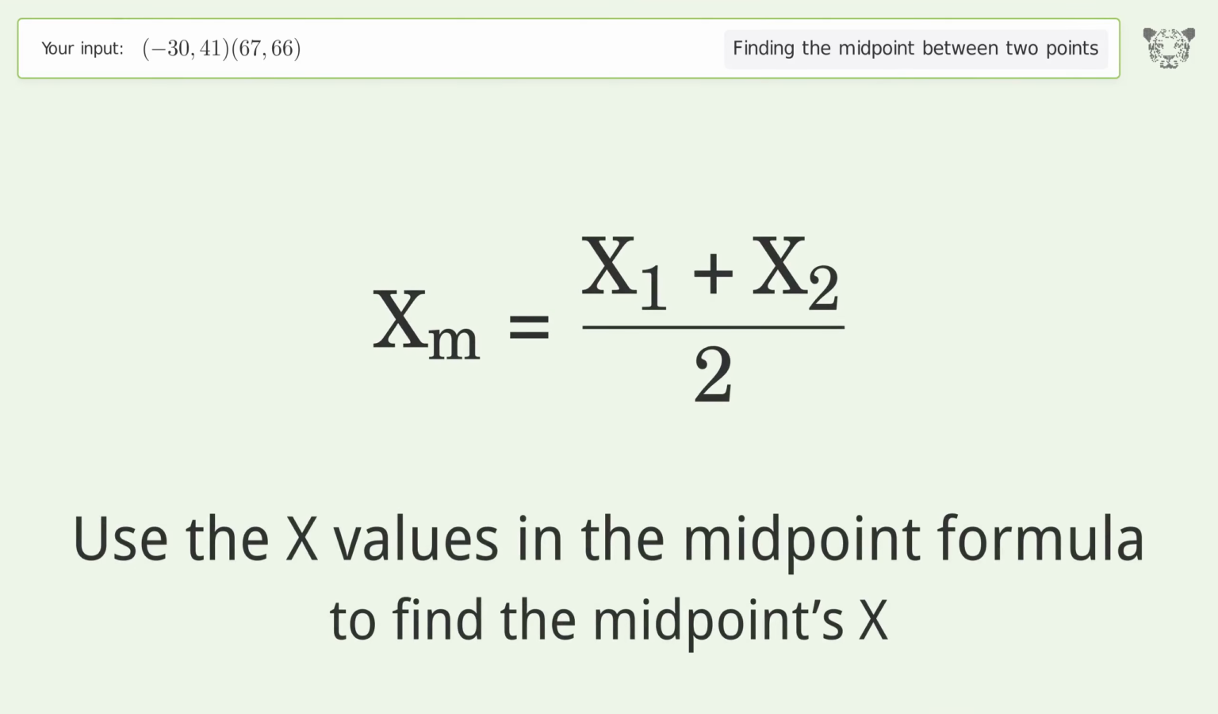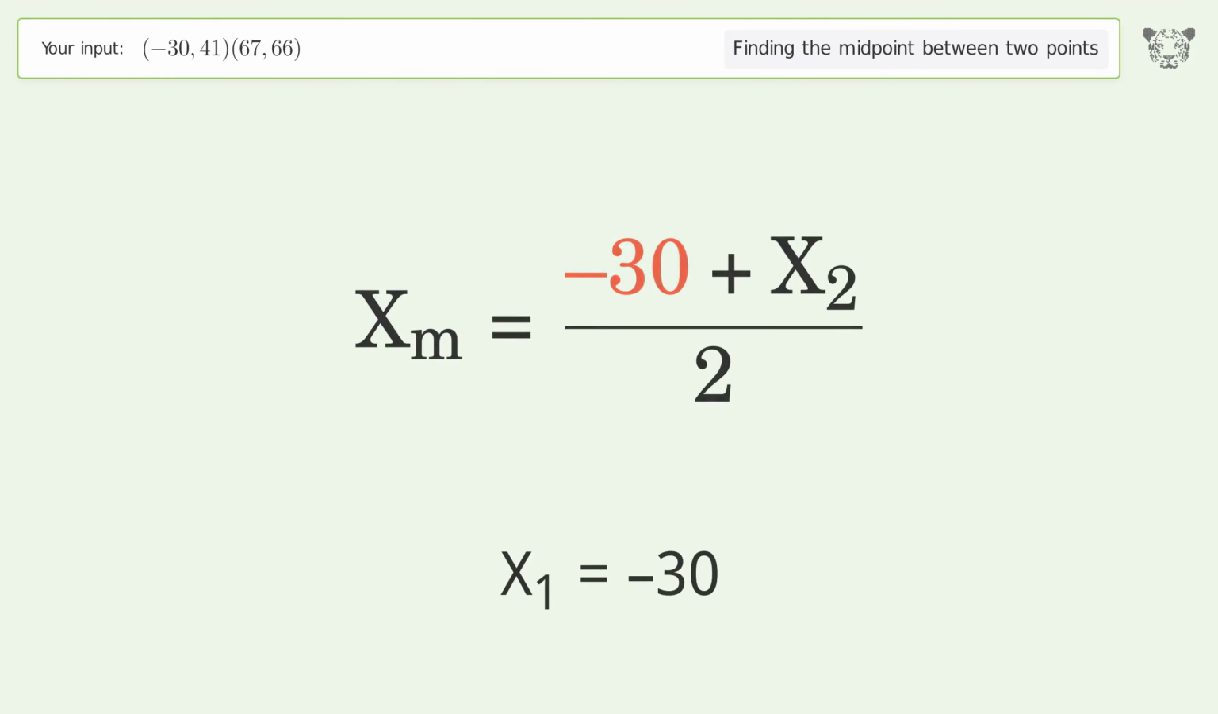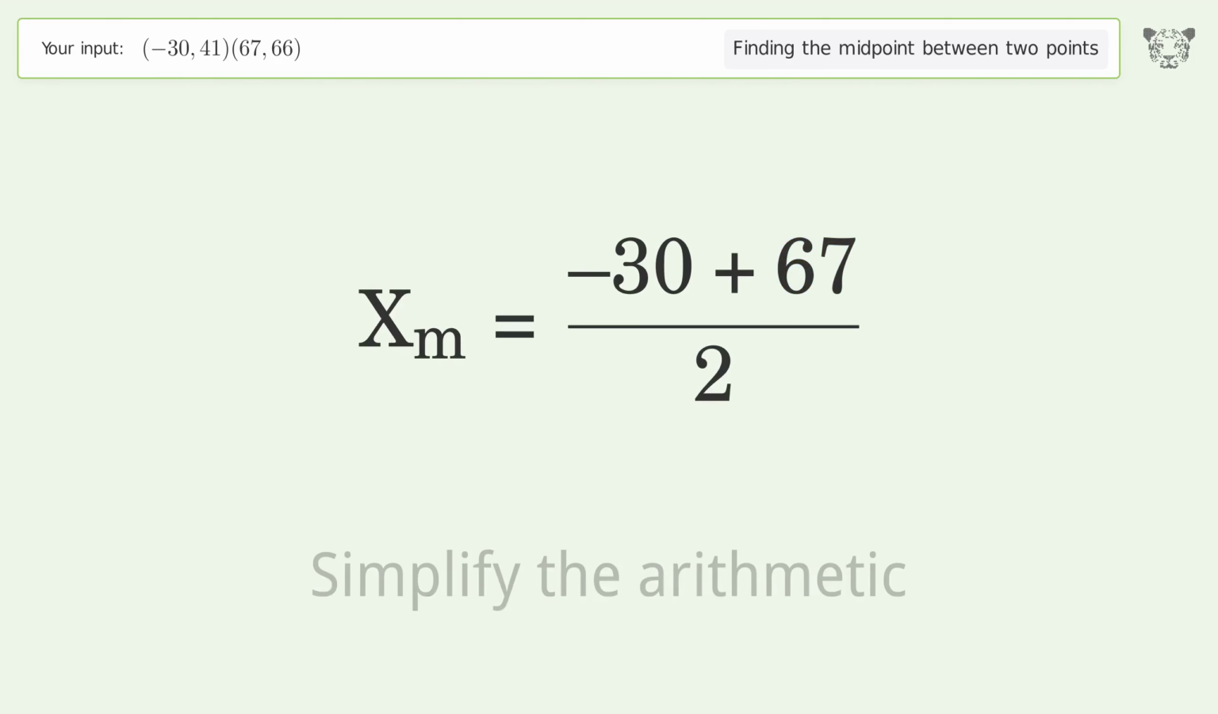Use the x values in the midpoint formula to find the midpoint's x. x1 equals -30. x2 equals 67. Simplify the arithmetic.